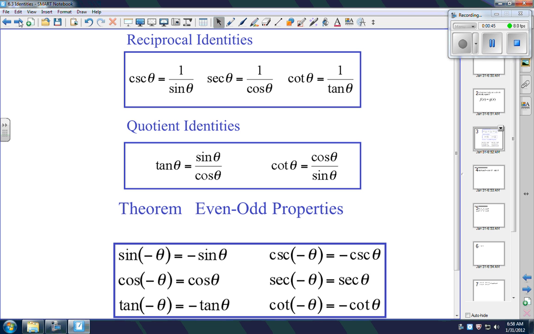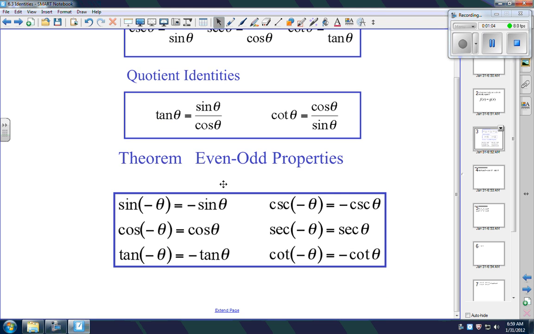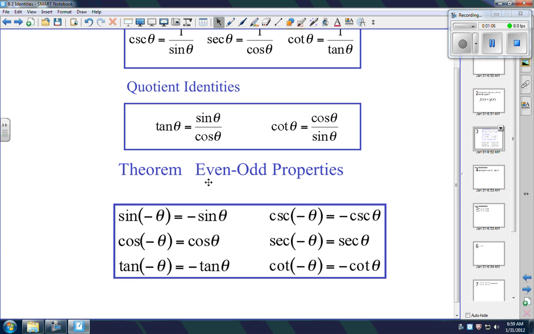Here's what we're going to need to do all that stuff. Okay, you guys have these on your yellow sheet, and we've worked with them enough that we know these reciprocal identities. We're going to use a lot of those. Quotient identities, when you see tangents and cotangents, it's probably helpful to rewrite them as sines and cosines. These even-odd properties, I know we didn't stress them a lot. You may use them, you may not. Maybe some of the more difficult ones, you may have to do a little bit with this, but not too much.